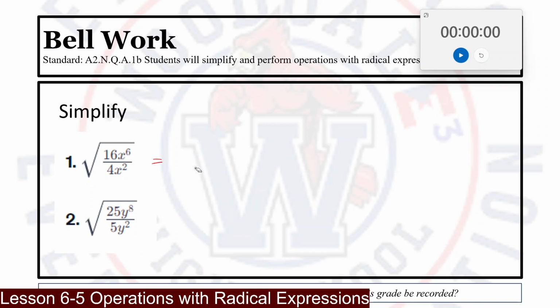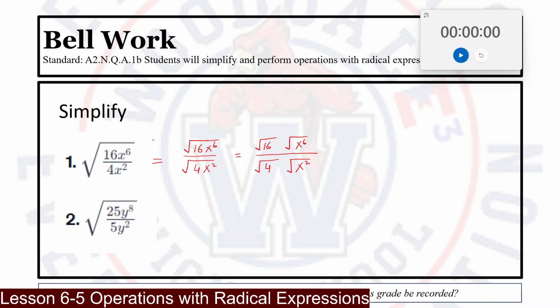This is not very good handwriting. Let me try again. There you go, much better. So 16x to the 6 over 4x squared. I need to separate these two as products because that's what they are. They're multiplying. In each radical there's two things that are multiplying. So I have 16 and x to the 6, 4 and x squared.